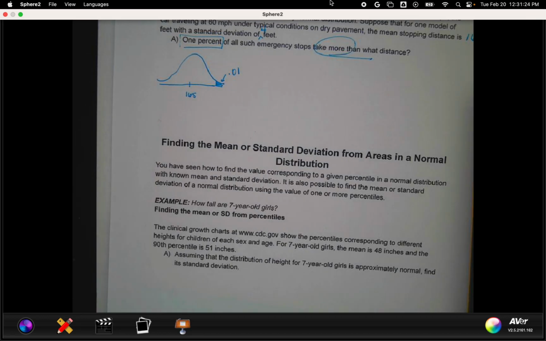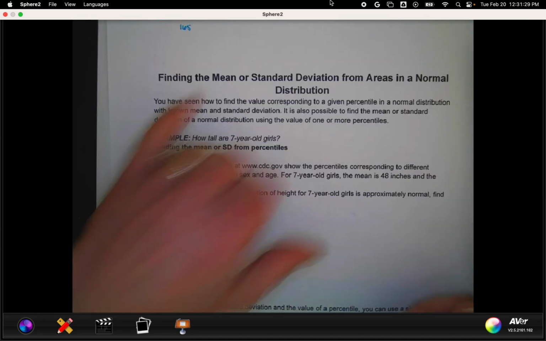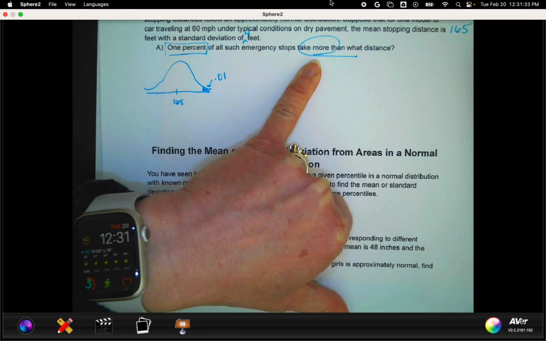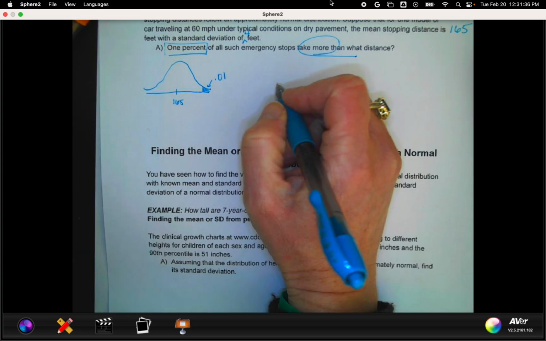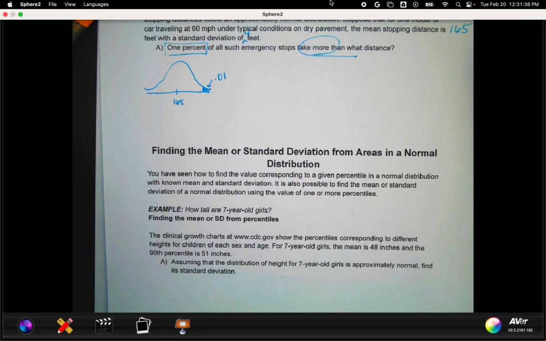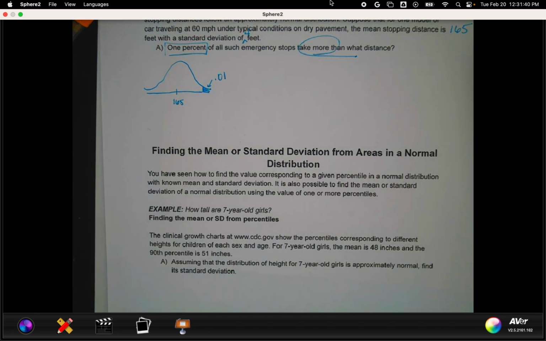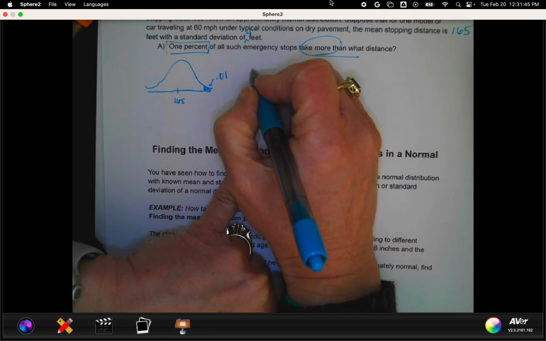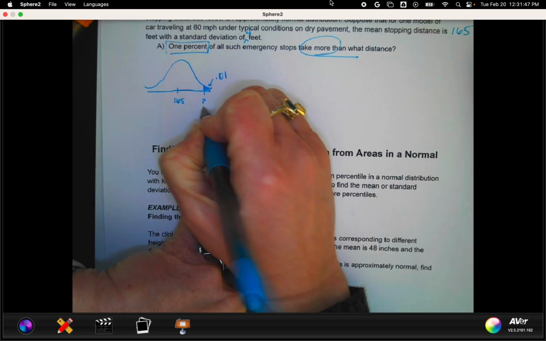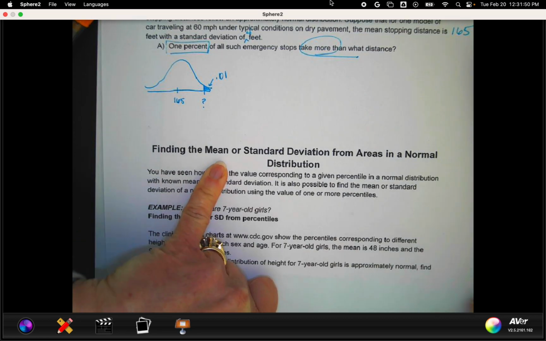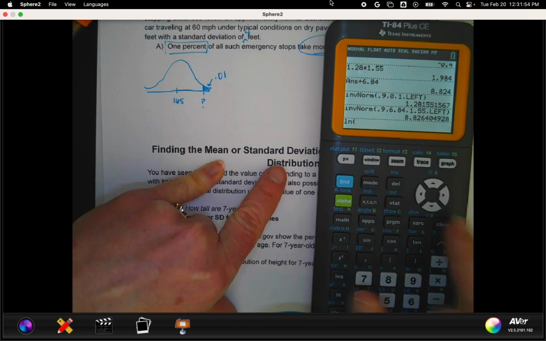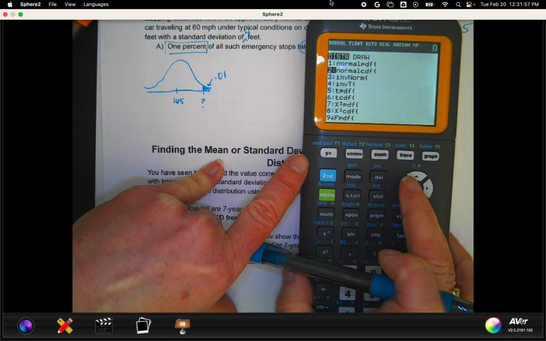Alright, let's try to finish this up here. So the 1% is here, because it says right there "more," so you want the 1% in the upper tail. Does anybody want to do the chart, or do you just want to go to the calculator? Calculator. Alright, so on your calculator you have a couple options. Remember, you have the area, you're trying to find the score. We're trying to find the number on the axis. You're going to go to inverse norm.